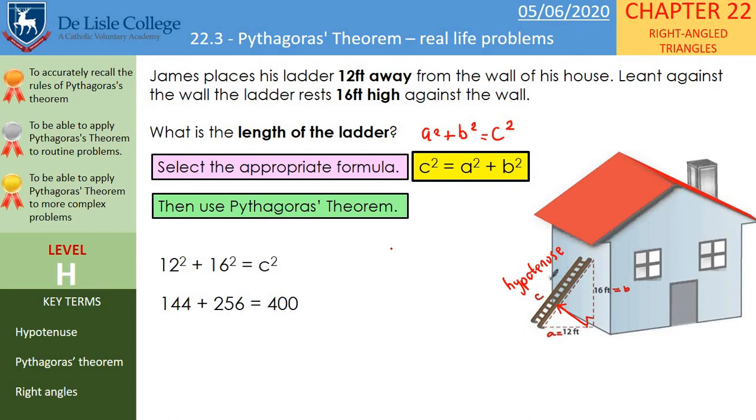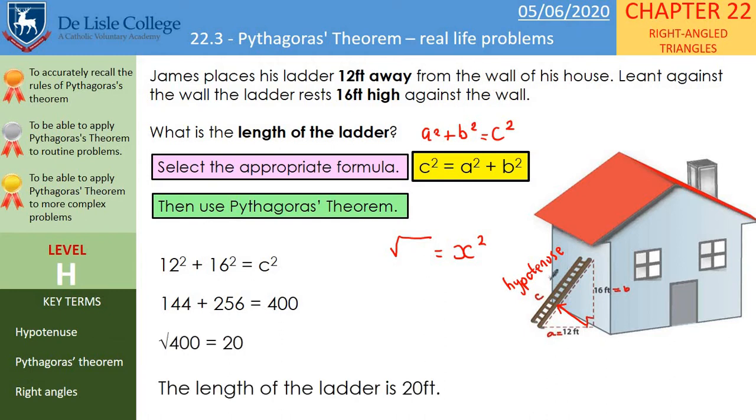And just as a reminder, the opposite of square rooting is squaring, and vice versa. So we square root 400 and we get 20, so we now know that the length of that ladder is 20 feet. Okay, you may want to pause the video and copy it down, perhaps even with the actual question written, so you can see what we've done.